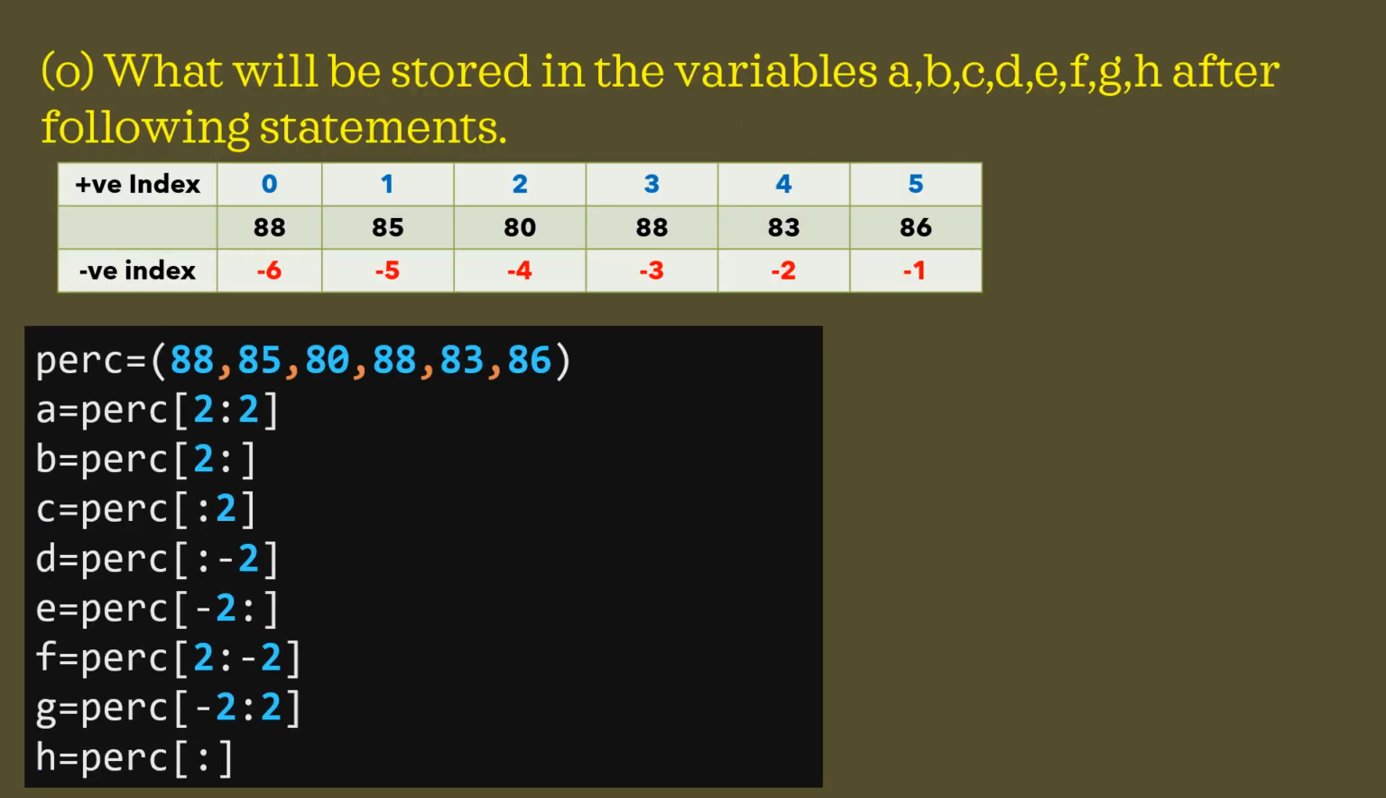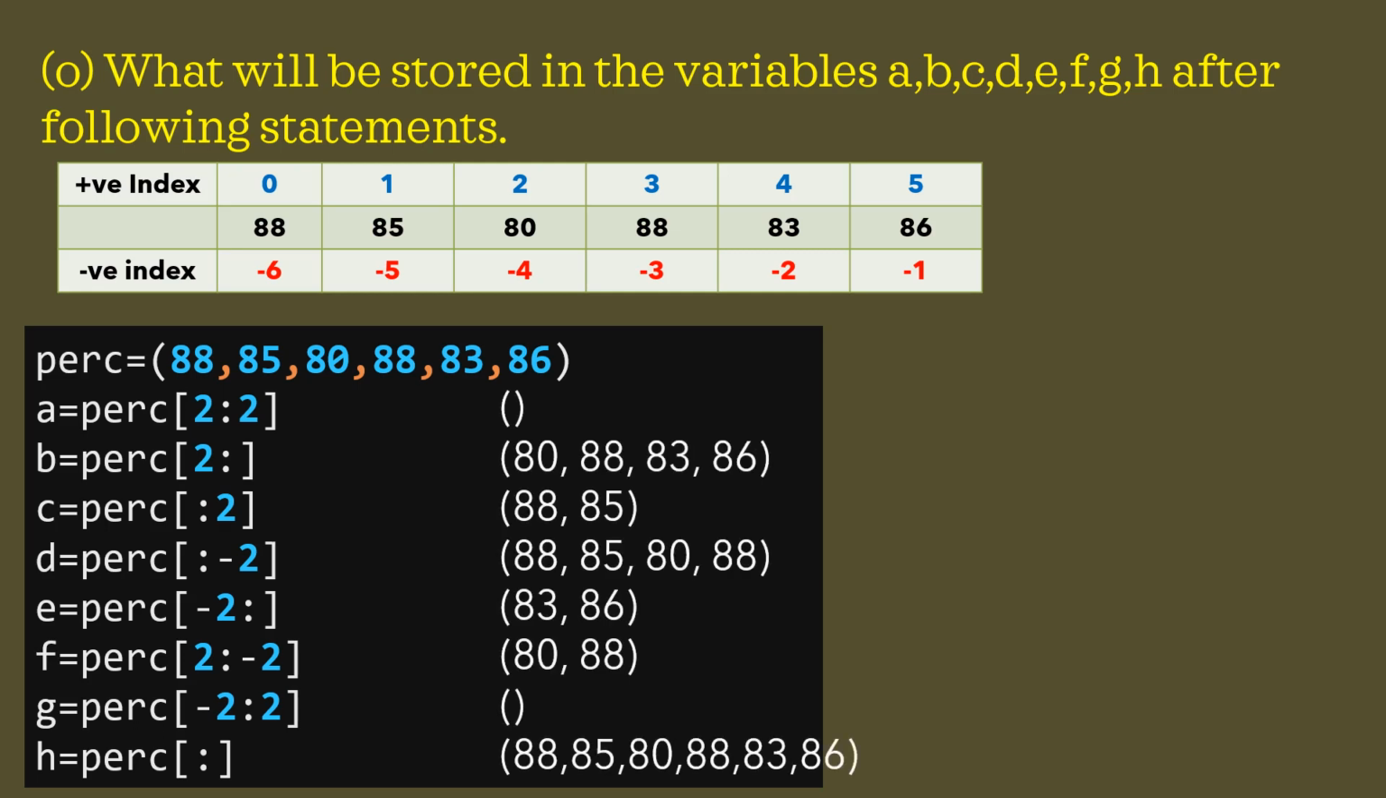Now what will be stored in the variables A, B, C, D, E, F, G, H after the following statements? So pers is a tuple type of variable having a few values. Now A is equal to pers of 2 colon 2. That means starting from index number 2, it will stop at index number 2 itself. Okay, so that means there will be no values. So its output is an empty tuple.